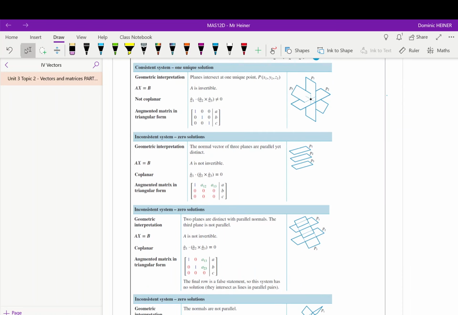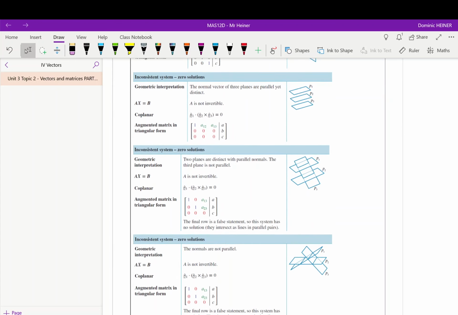For an inconsistent system with 0 solutions, we have planes that are parallel yet distinct, and A is not invertible. Their scalar triple product will be equal to 0. And we can see there that in the augmented matrix in triangular form, we have no ones in our leading diagonal except for the very first entry. So a plus b times a12 and then c times a13 is going to have no solutions possible there.